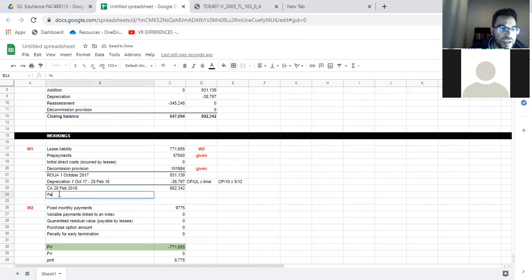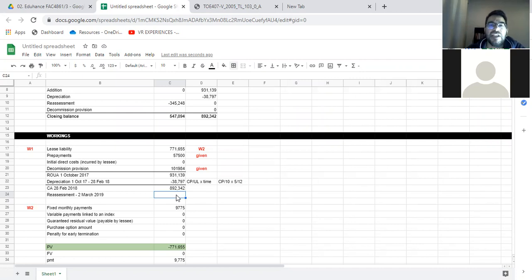So I'm going to copy it over. The reassessment, when did it happen? Basically 1st March, so 1 March 2019, which is the beginning of the financial year. What happened? There was a reassessment, a decrease to the lease liability by 345. So we say debit lease liability 345.